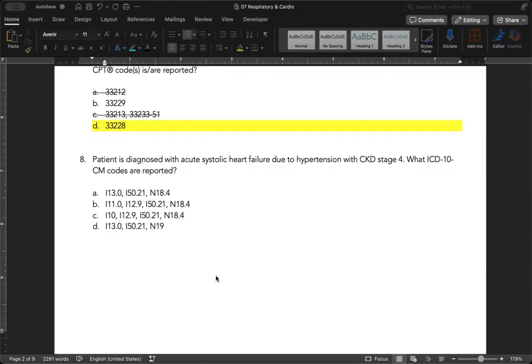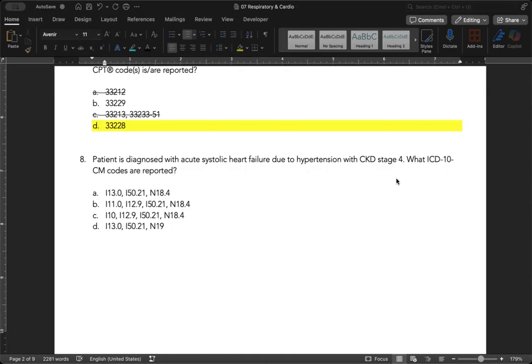Patient is diagnosed with an acute systolic heart failure due to hypertension with CKD, stage 4. So what ICD-10-CM codes? So we're going to do coding from scratch on this one. So we have heart failure due to hypertension and CKD. So if we remember from our guidelines, we have hypertension with heart failure and or chronic kidney disease, we can assume a causal relationship.